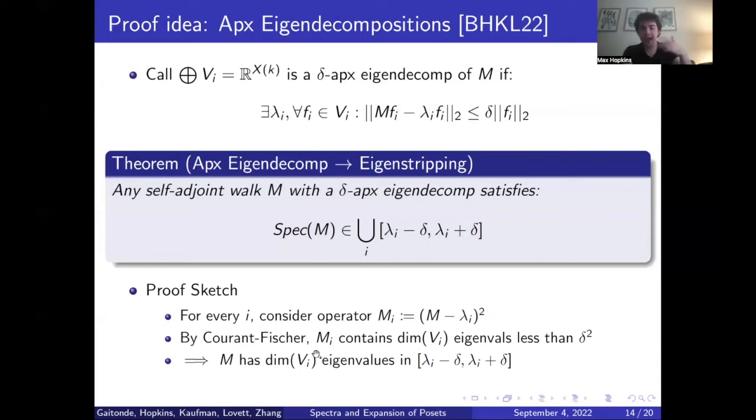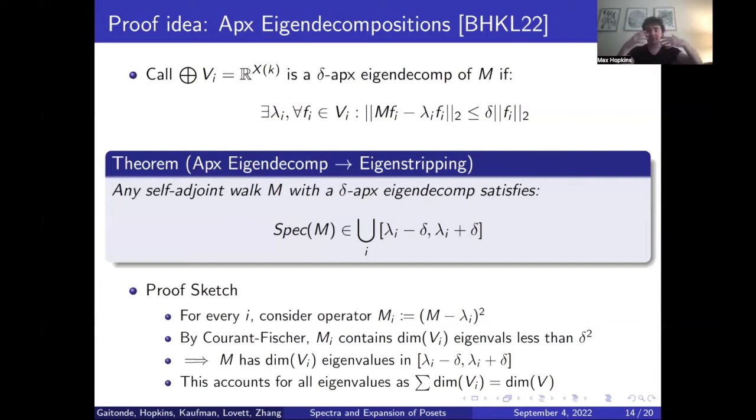But we have a true decomposition, right? The sum of these dim V_i is equal to dim V, which is the total number of eigenvalues. And so these must account for all of the eigenvalues in your space. And that's the full proof, right? It says that every separate subspace has all of its eigenvalues within this small strip, and that accounts for all of the eigenvalues. So that gives you this total decomposition theorem of the spectrum.